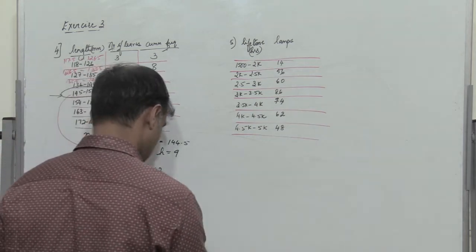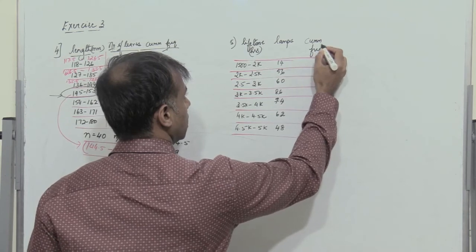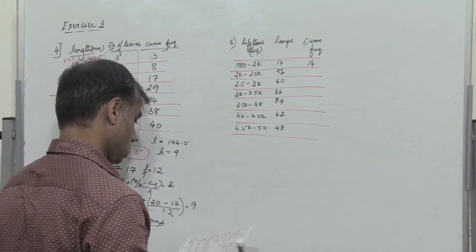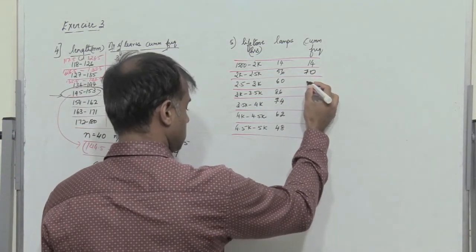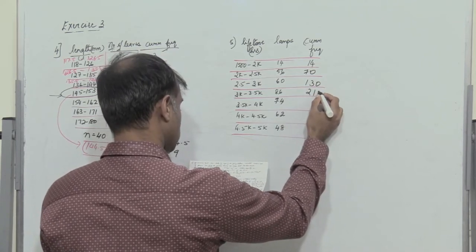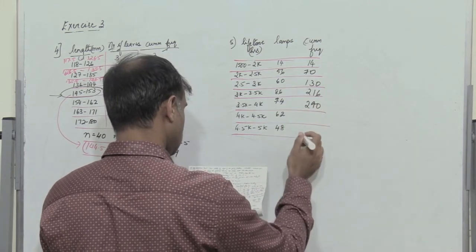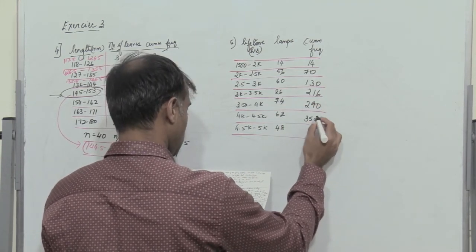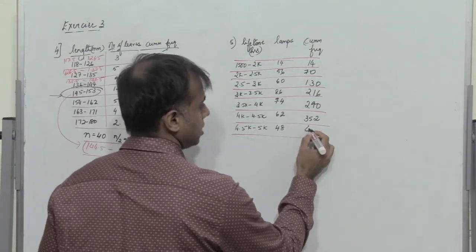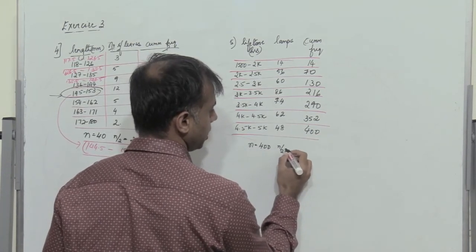So let's find the cumulative frequency here. So I have 14. So 14 plus 56 is going to be 70. 70 plus 60 is going to be 130. 130 plus 86 is going to be 216. 216 plus 74 is going to be 290. 290 plus 62 is going to be 352. And then 352 plus 48 is going to be 400. So n is 400. And n by 2 is 200 here.